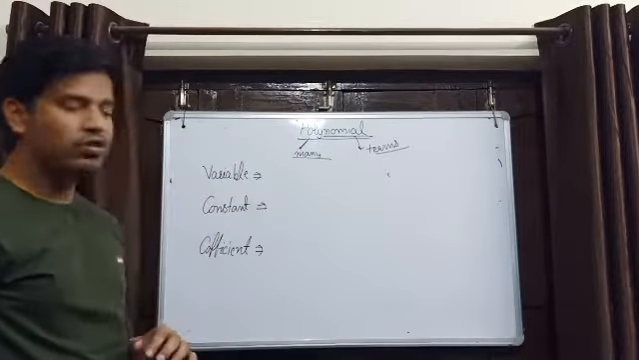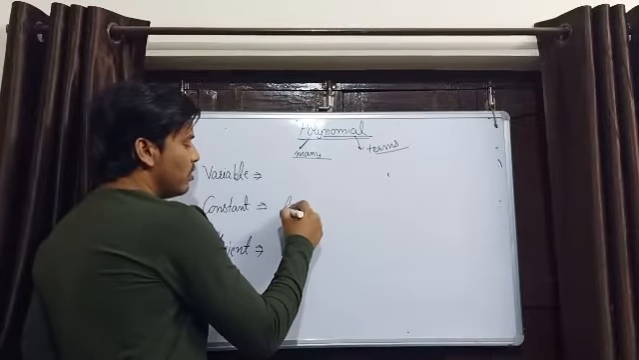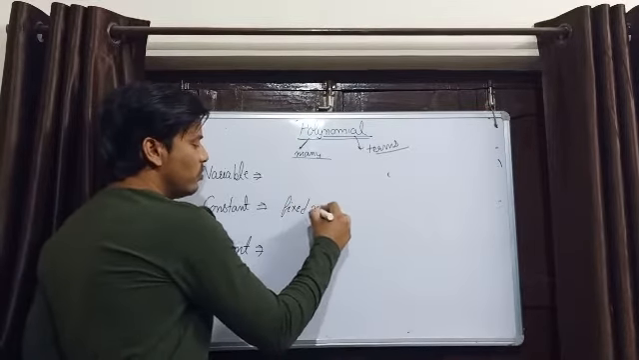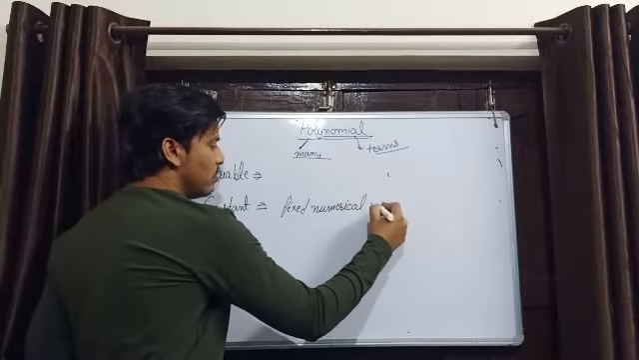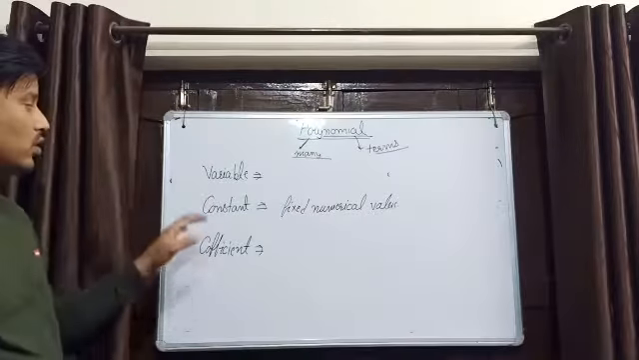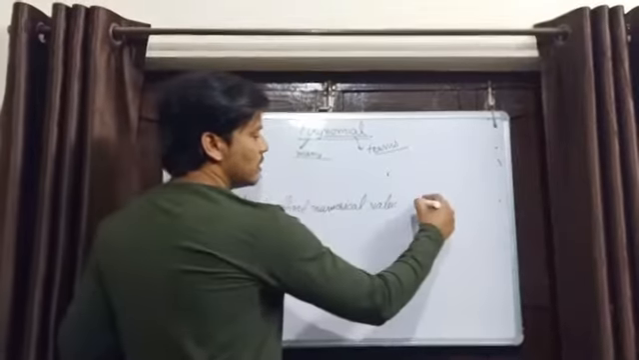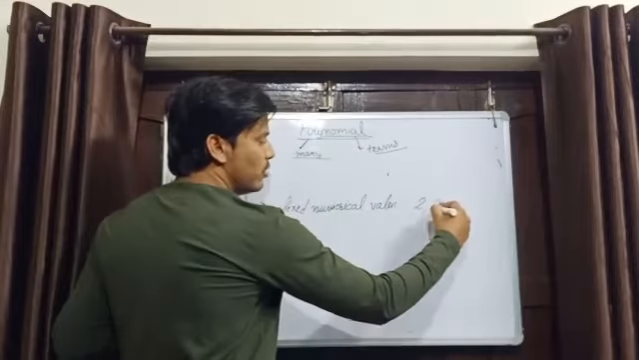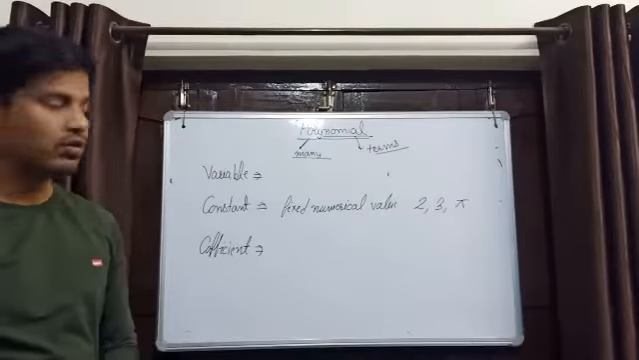A symbol having fixed numerical value. Constant means a symbol having fixed numerical value. Constant means कोई भी ऐसा नंबर जिसकी numerical value क्या हो, फिक्स हो. जैसे एग्जाम्पल, let's take an example 2, 3, 5. These are fixed numerical values.